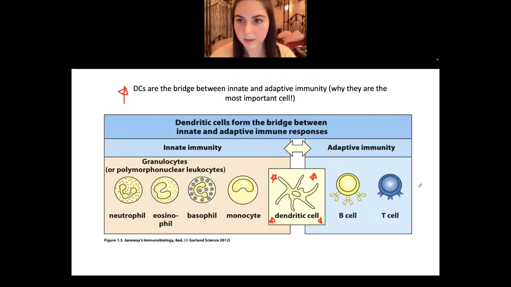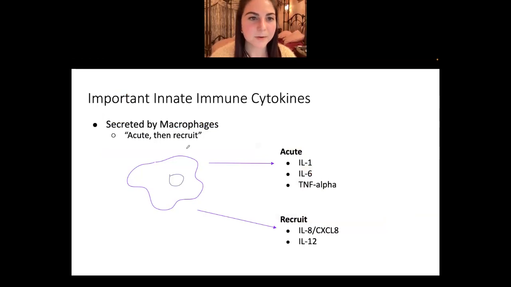Okay. So some important innate immune cytokines. This is kind of where Immuno loses some of its audience. You really have to memorize so much, and it's really obnoxious. Flashcards, whatever works for you, but you do need to know some of these. They do become clinically relevant.